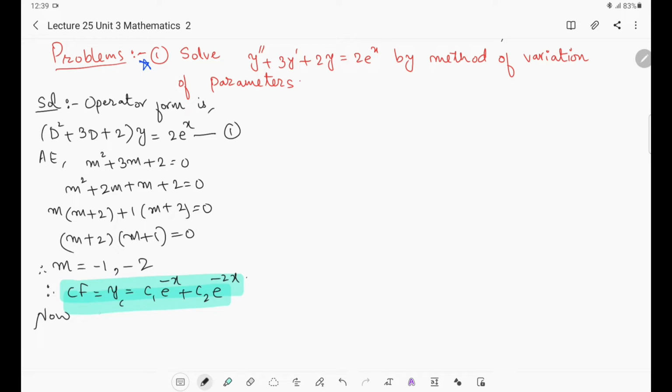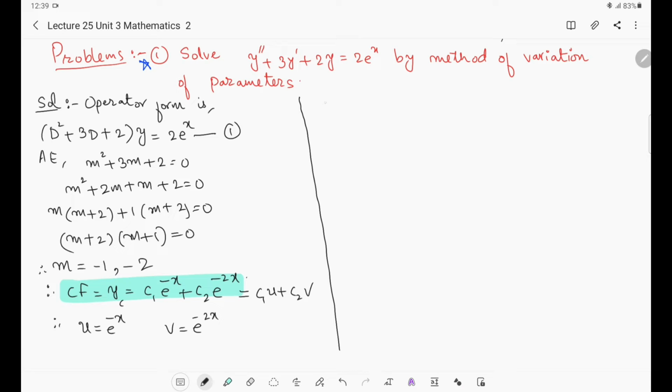So by the method of variation of parameters, the particular integral is given by yp equal to a into u. You consider this as c1u plus c2v. Let us rewrite this, where therefore what will be u now? u is e power minus x and v is e power minus 2x, right. It is in the form of c1u, where u is e power minus x, and c2v, where v is e power minus 2x.